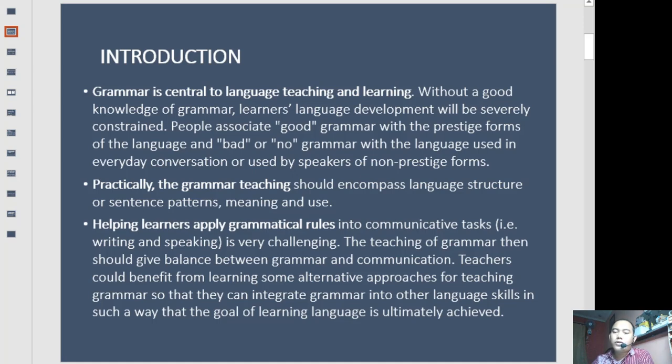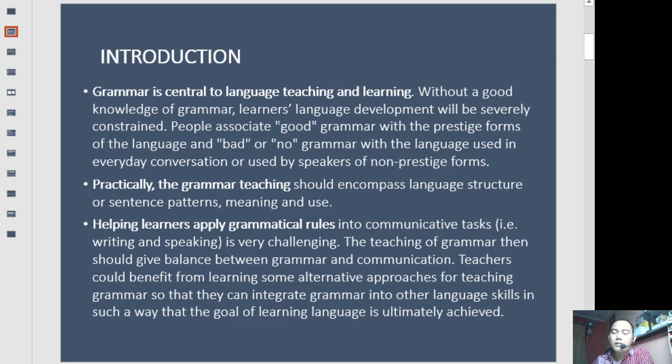Grammar is central to the teaching and learning of languages. Without a good knowledge of grammar, learners' language development will be severely constrained. Many people, including language teachers, associate good grammar with the prestige forms of the language, such as those used in writing and informal oral presentations, and bad or no grammar with the language used in everyday conversation or used by speakers of non-prestige forms.